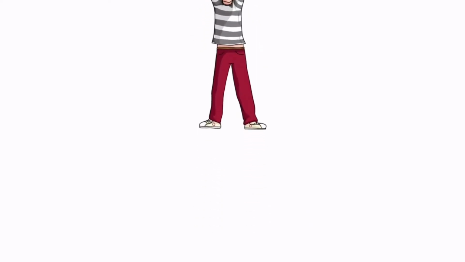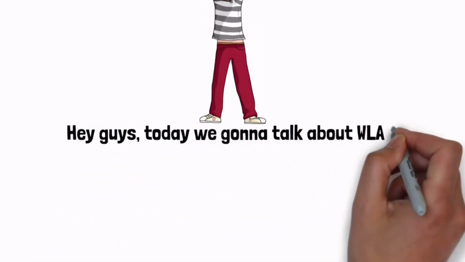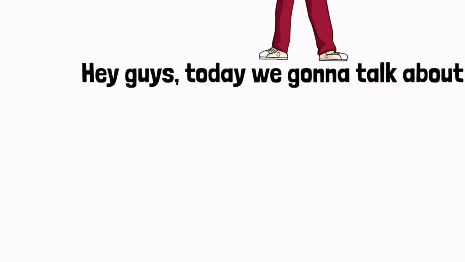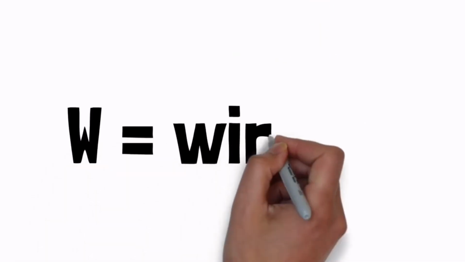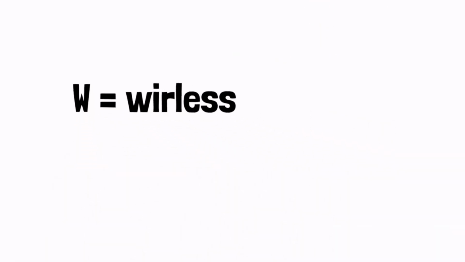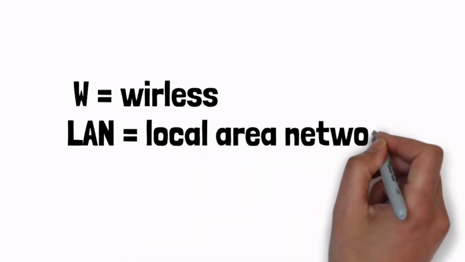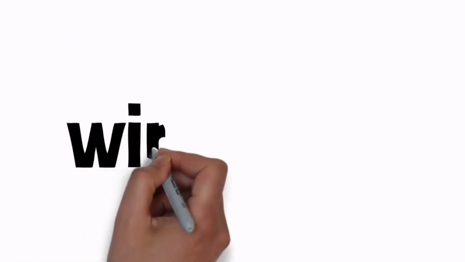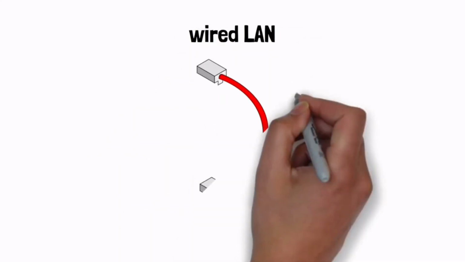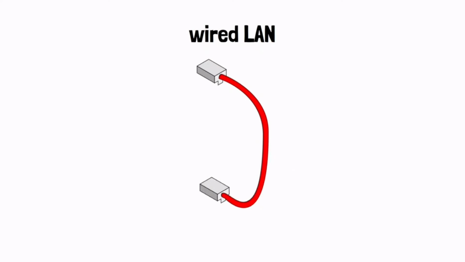Hey guys, today we're gonna talk about WLAN. So, first of all, what is WLAN? W here stands for wireless and LAN is local area network. To understand it better, we have to compare it with wired LAN, its preceding technology. Wired LAN means everything is connected with the help of cables like an Ethernet cable.